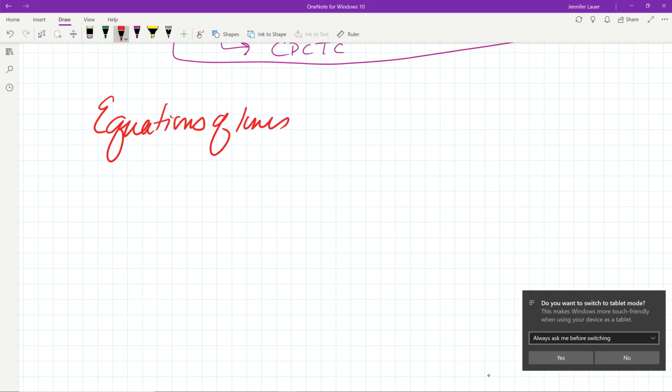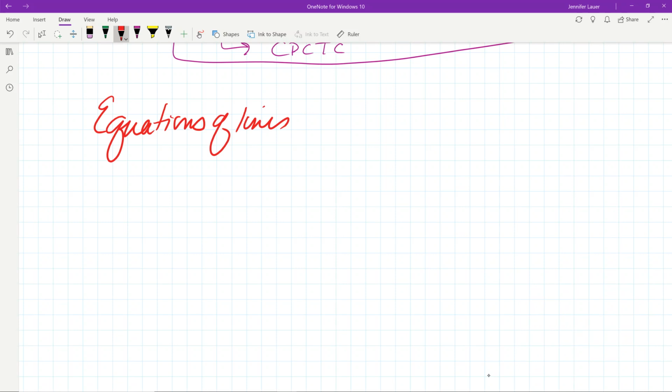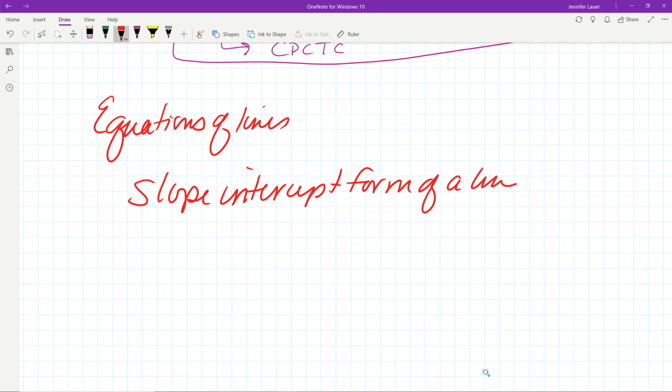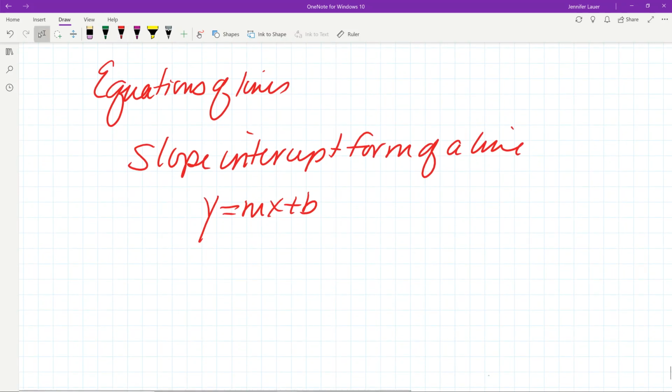Equations of lines. So first of all, in Algebra 1 and Algebra 2, I always teach what I call slope-intercept form. The slope-intercept form of a line is always going to be y equals mx plus b. Hopefully you all know about this, but here's a little bit of a refresher.